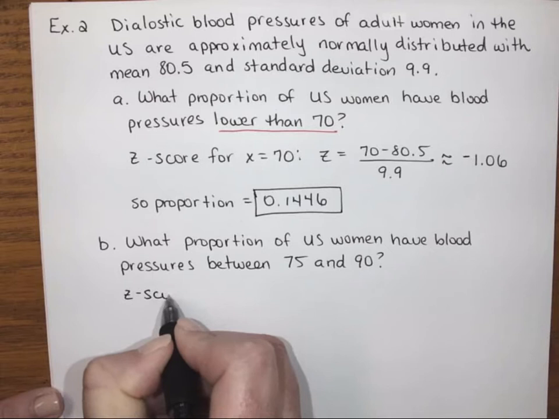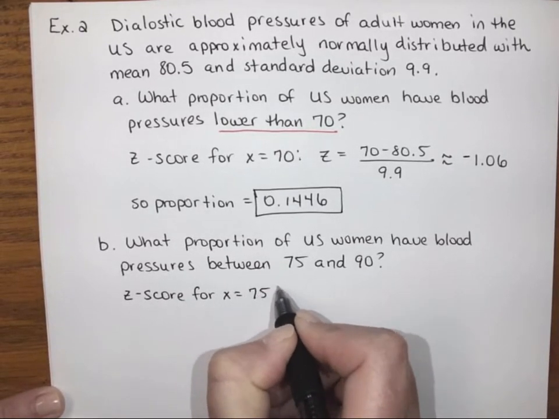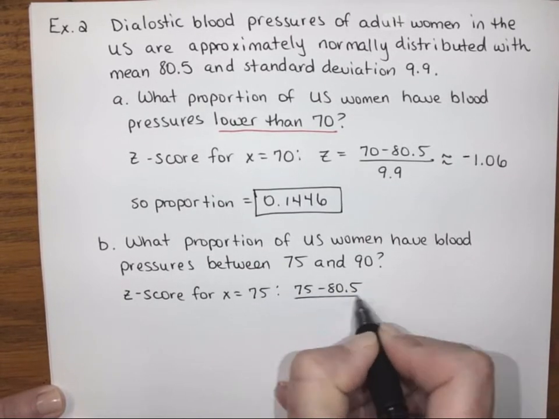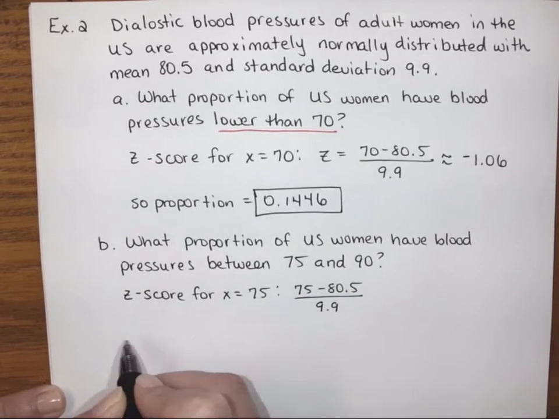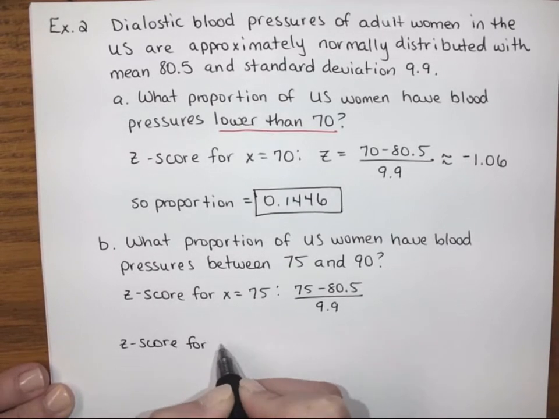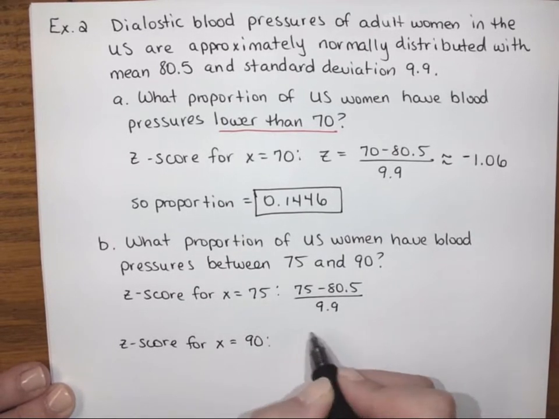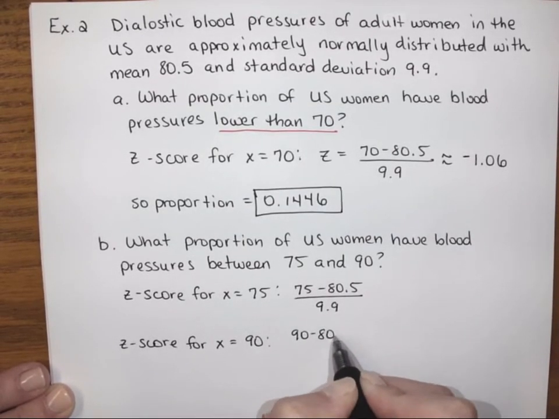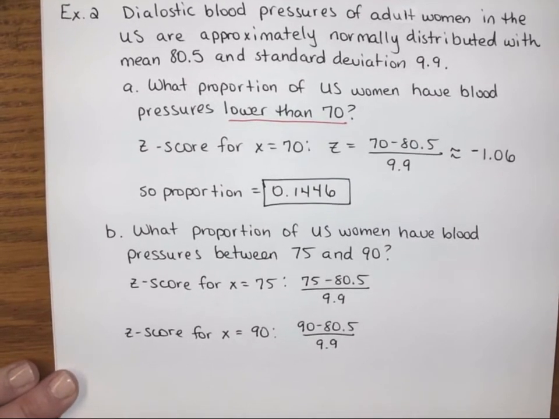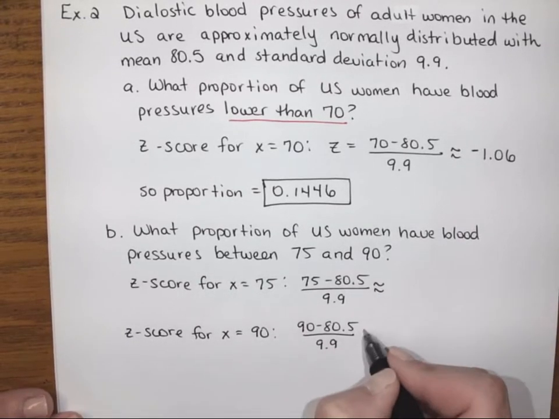All right, so if we want the z-score for x equals 75, that will look like 75 minus 80.5 over 9.9. Okay, I'm going to let you punch that in the calculator. So if you need to pause the video, then do, but I'm going to have you maybe pause and figure both of these out. The z-score for 90 would be 90 minus 80.5 over 9.9. Make sure you put parentheses around the top when you punch this in the calculator. So again, pause this if you're not sure.